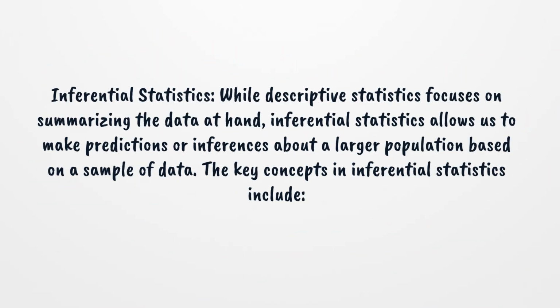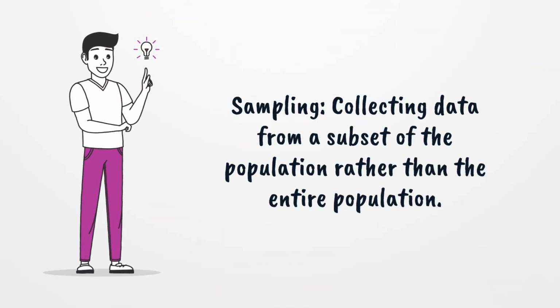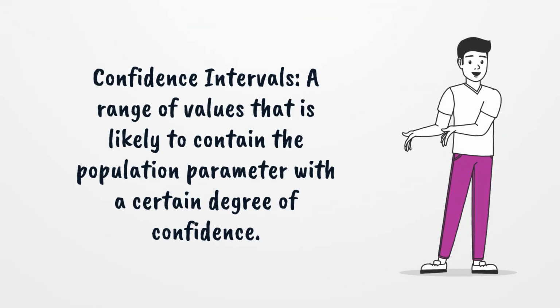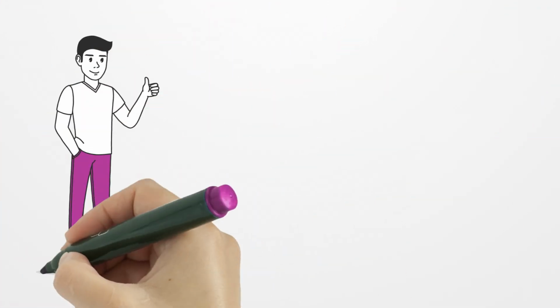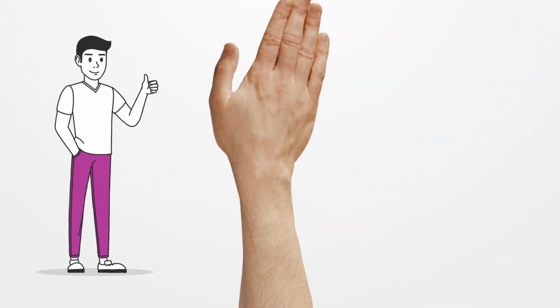Inferential statistics. While descriptive statistics focuses on summarizing the data at hand, inferential statistics allows us to make predictions or inferences about a larger population based on a sample of data. The key concepts in inferential statistics include sampling, collecting data from a subset of the population rather than the entire population; confidence intervals, a range of values that is likely to contain the population parameter with a certain degree of confidence; hypothesis testing, a statistical method used to make inferences or draw conclusions about population parameters based on sample data.